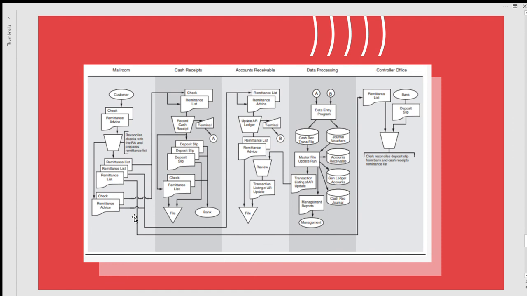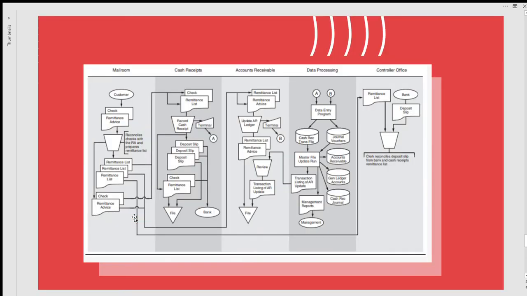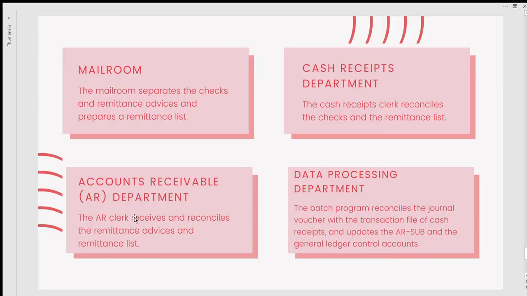Okay, so this is the batch cash receipt system with direct access file. This is the computer-based cash receipt system. I'll explain this while I explain the other things. Okay. So we have 4 parts. First is the mailroom. The mailroom separates the checks and remittance advices and prepares a remittance list.